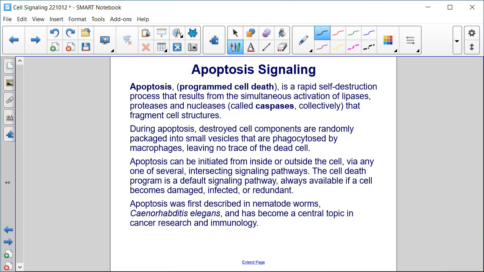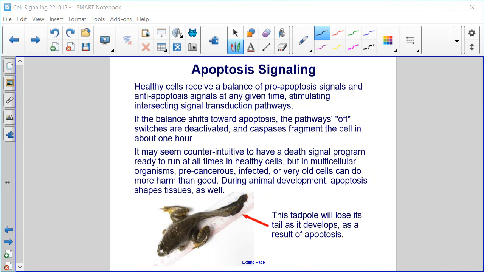pathways. The cell death program is a default signaling pathway, always available if a cell becomes damaged, infected, or redundant. Apoptosis was first described in nematode worms, Caenorhabditis elegans, and has become a central topic in cancer research and immunology. Healthy cells receive a balance of pro-apoptosis signals and anti-apoptosis signals at any given time, stimulating intersecting signal transduction pathways.